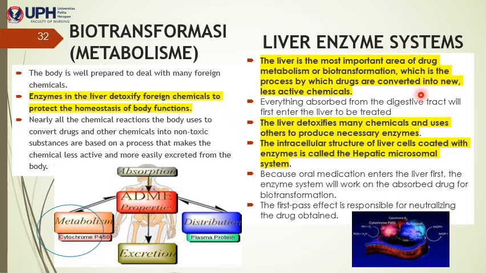The liver enzyme system is what we talked about before. The liver is the most important area for drug metabolism and biotransformation. The process happens here where the drug is converted into a new, less active chemical and then absorbed through the digestive tract or even through the tissue, and causes the therapeutic effect that we want to happen within the body.